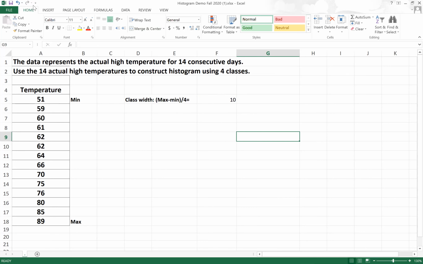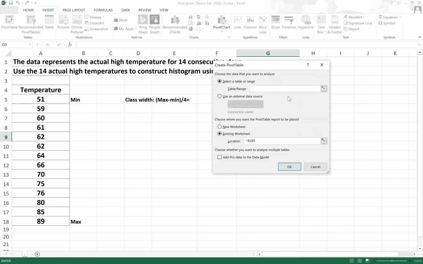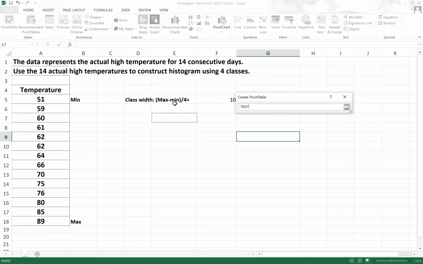Now go to insert and create a pivot table. Click on pivot table. Now we're going to select all the data, the table, so let's use the entire data set. And we're going to put the table in an existing location, underneath this.